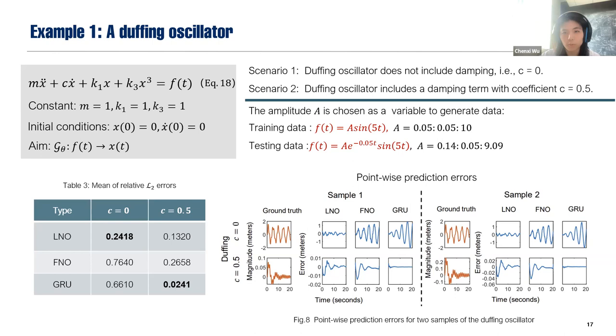Okay, I'm glad you asked this question. We set up different input function forms. It's used to investigate and demonstrate the generalization ability of the LNO. If the input function form for the training and testing are same, the prediction accuracy of LNO and FNO are very similar. We are also thinking about how to further investigate the generalization ability of LNO. Yeah, that's the answer. Thank you.